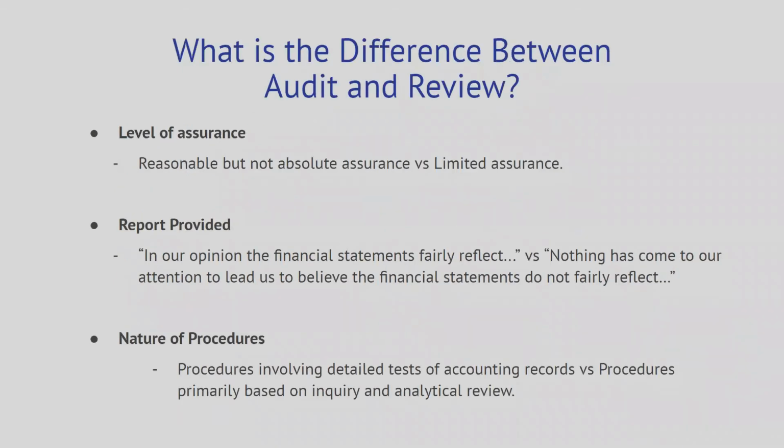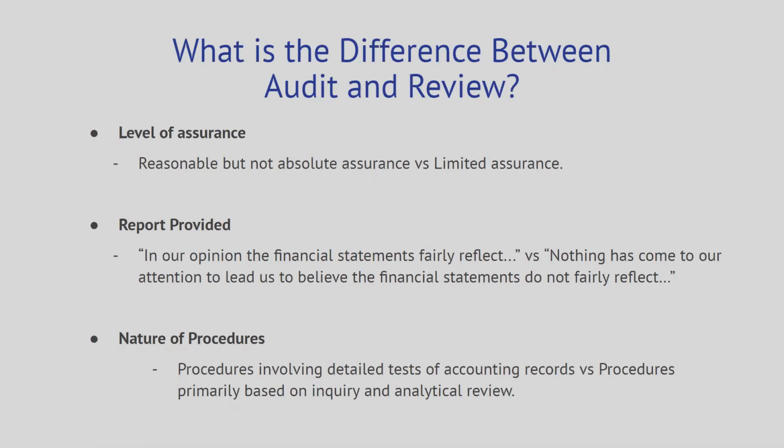So what is the main difference between an audit and a review? There are three main differences. Firstly, the level of assurance provided, the report provided at the end of the engagement, being that an audit or a review, and also the nature of the procedures involved. So firstly, the level of assurance. An audit provides reasonable assurance, but not absolute assurance, whereas a review provides limited assurance.